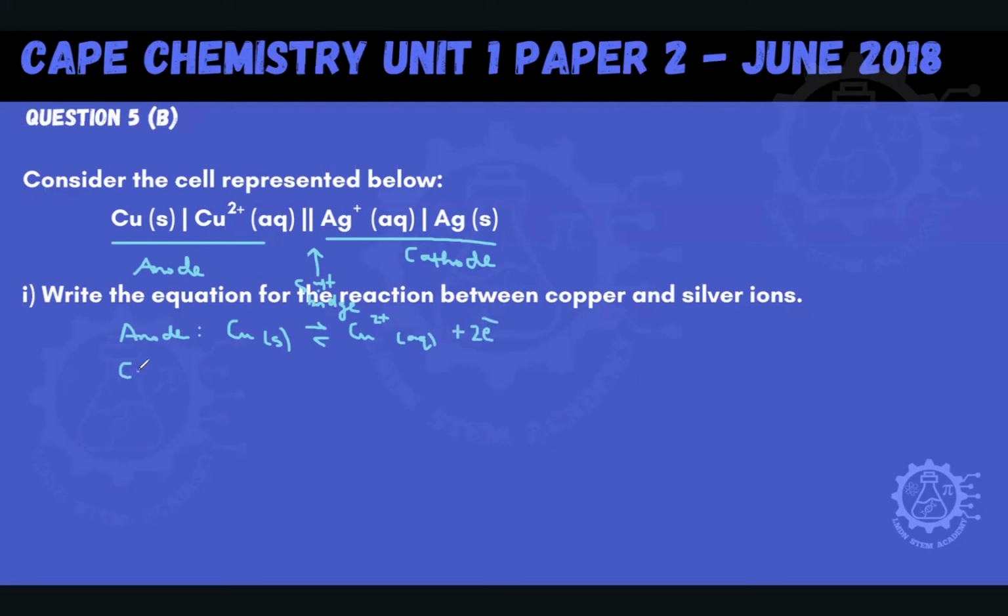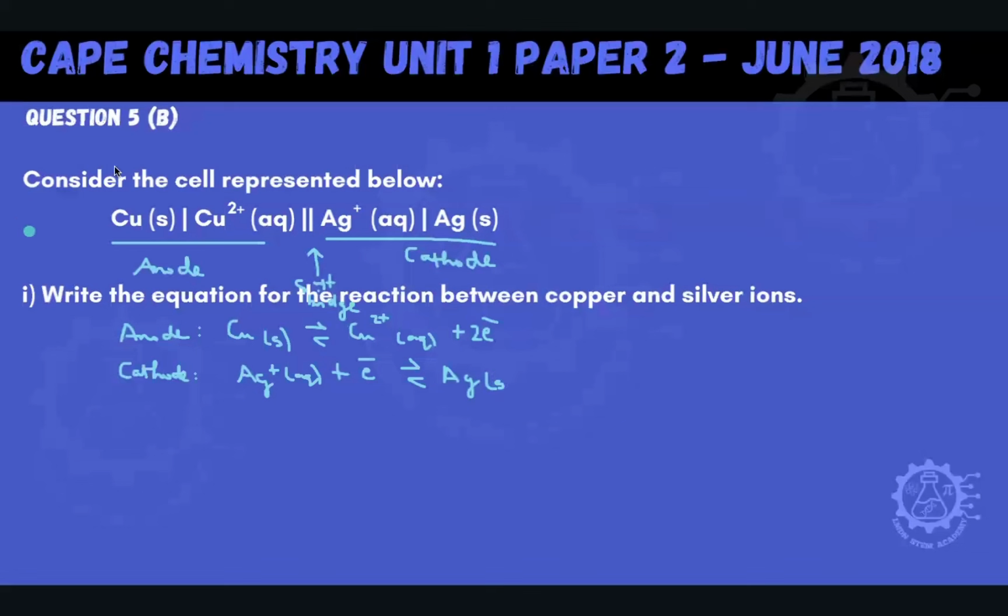At my cathode, I'm going to have reduction. My silver ion, Ag+, in its aqueous phase, is going to get reduced. That means it's going to gain an electron to become solid silver. So that's what's going on at my cathode.